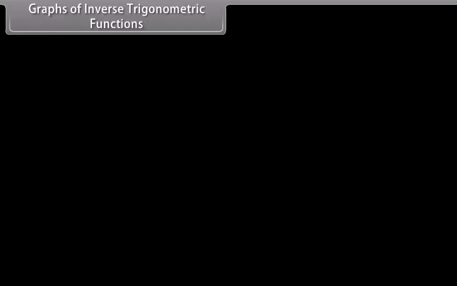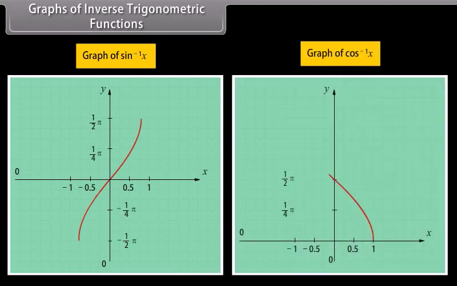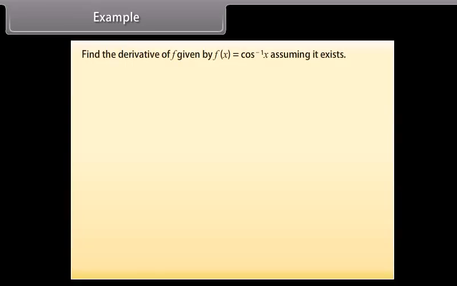Graphs of inverse trigonometric functions. Graph of sine raised to power minus 1 x. Graph of cos raised to power minus 1 x. Example. Find the derivative of f given by f of x is equal to cos inverse x, assuming it exists. Solution. Let y is equal to cos inverse x. Then x is equal to cos y.